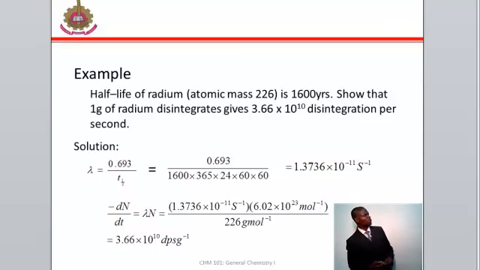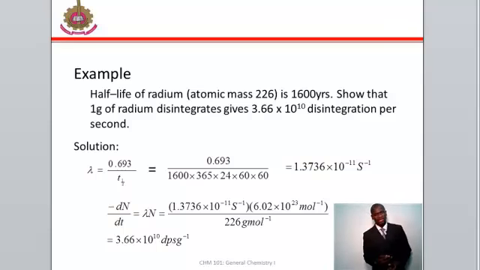Substituting that will give us 0.69 divided by 1,600 times 365, that is in days, times 24, that is in hours, times 60, that is in minutes, then another 60, that is in seconds, because our time must be in seconds. So eventually we have 1.3736 times 10 to the power minus 11 per second.